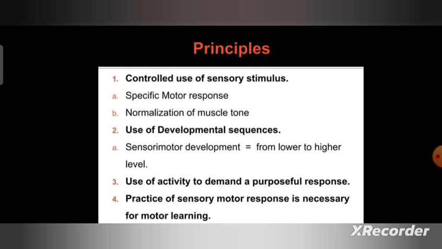Next are the principles of the ROOD's approach. First is controlled use of sensory stimulus, in which first is specific motor response, second is normalization of muscle tone. The second principle of the ROOD's approach is use of developmental sequences, that is sensorimotor development from lower to higher levels. Third principle is use of activity to demand a purposeful response. Fourth is practice of sensory motor response is necessary for motor learning.